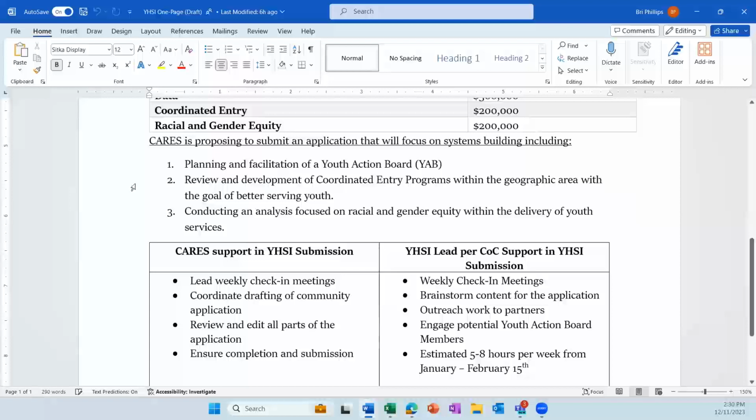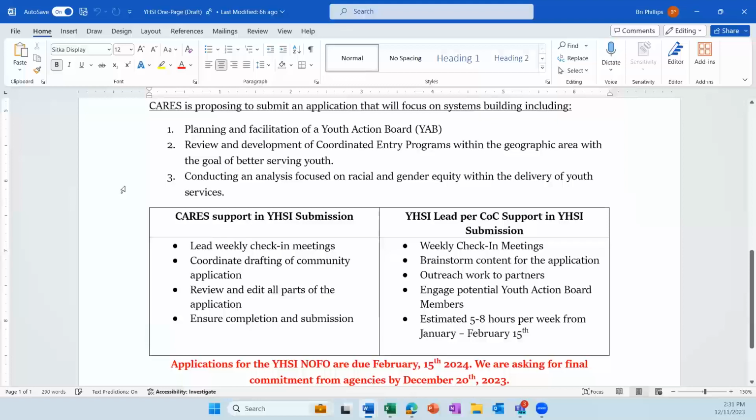So here at CARES, we are proposing to submit an application that will focus on systems building, which includes planning and facilitation of a youth action board; reviewing and developing the coordinated entry programs within the geographic areas with a goal of having them better serve youth; and conducting an analysis focused on racial and gender equity within the delivery of youth services.